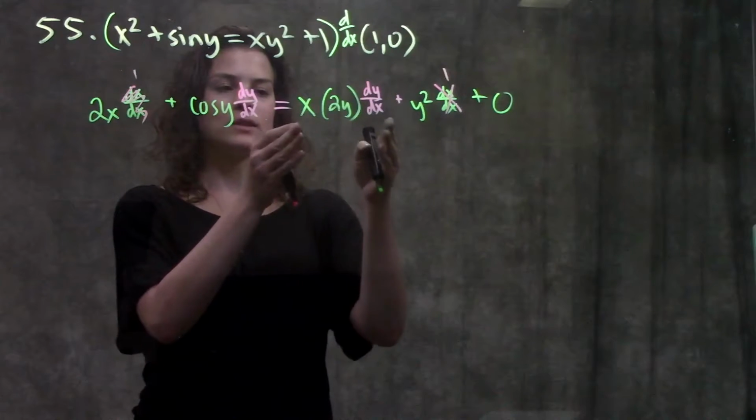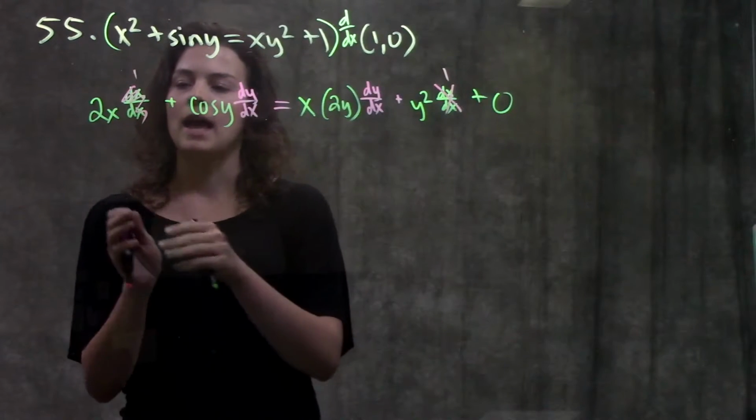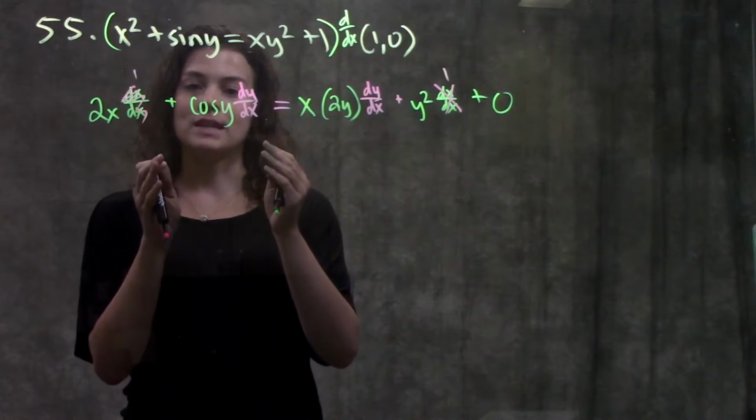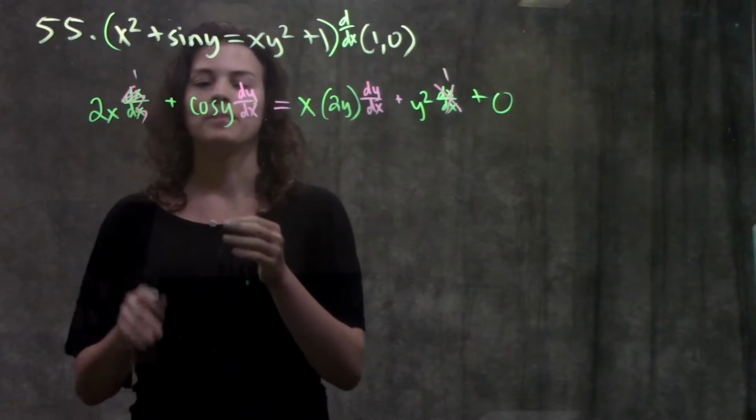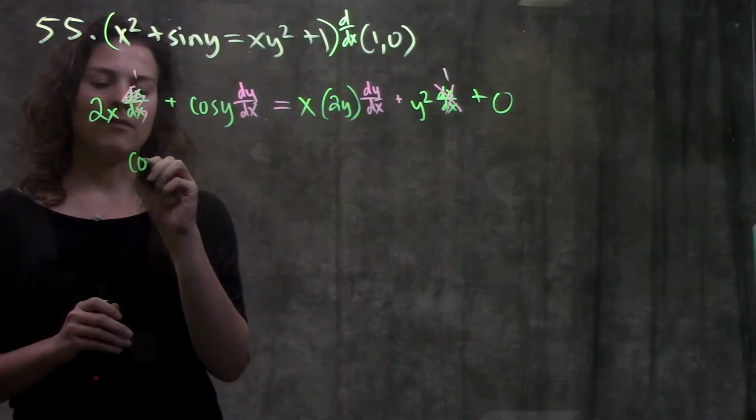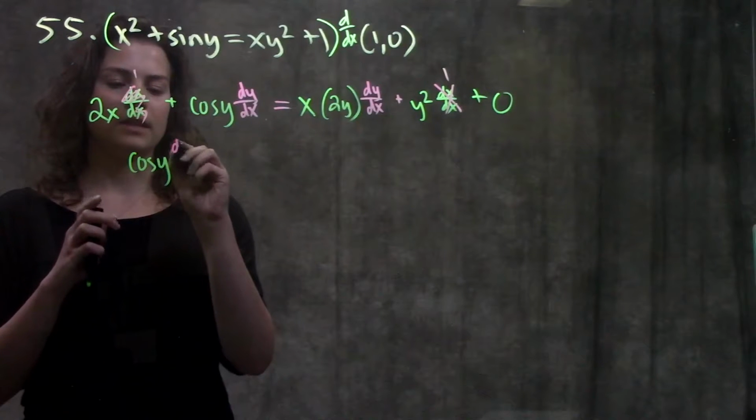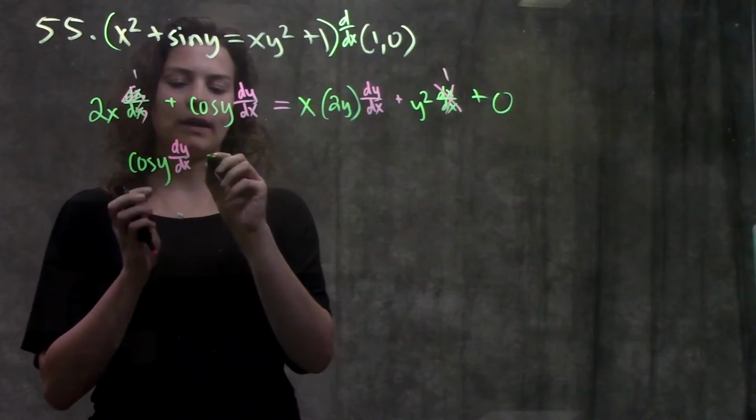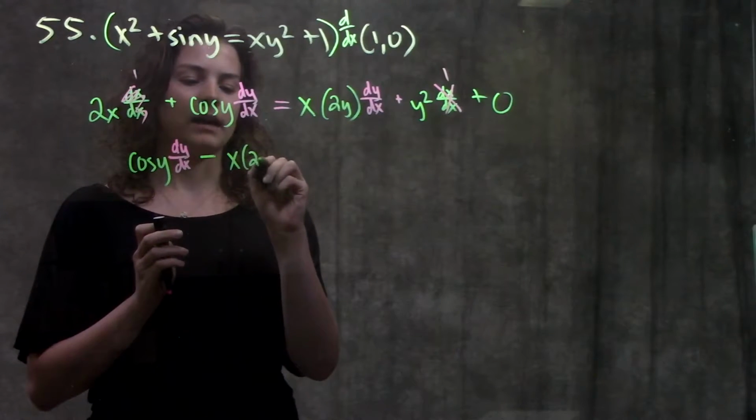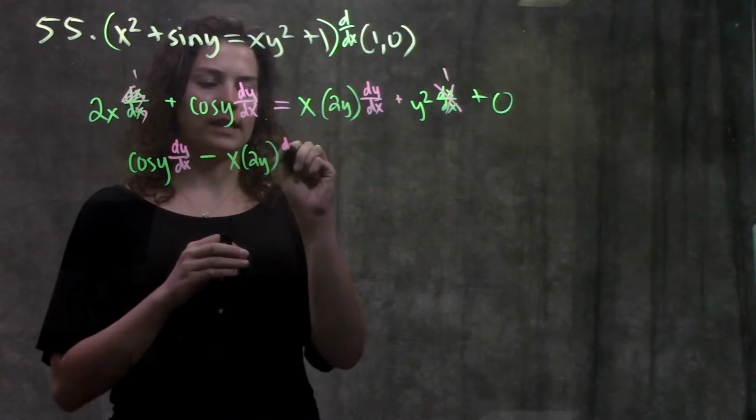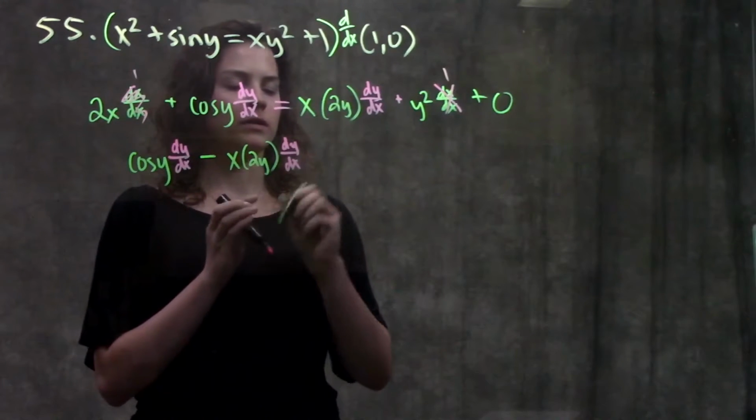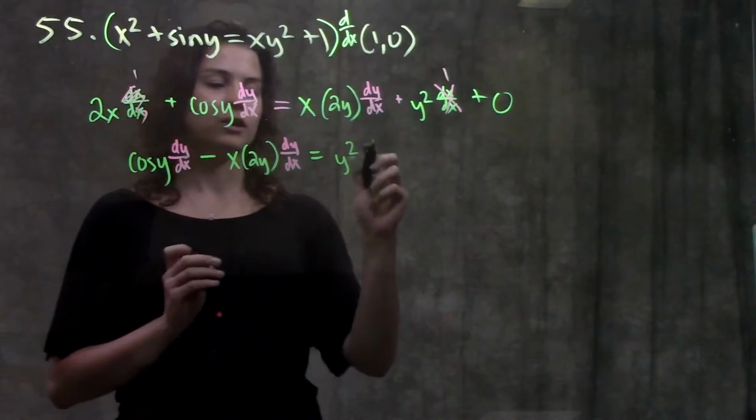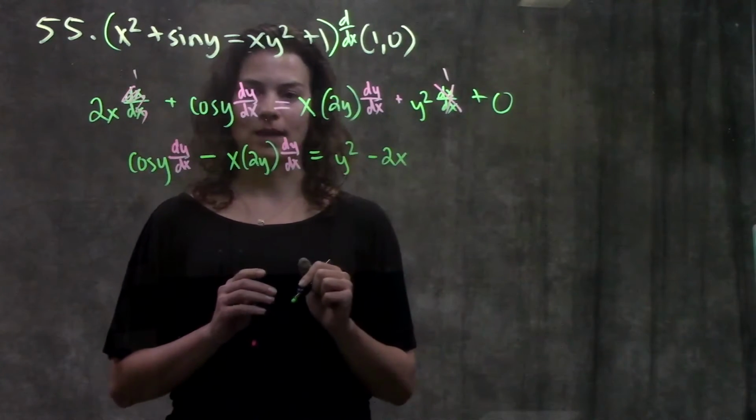So I'm going to subtract this whole quantity over to the left side, and I'm going to subtract this 2x over to the right side, so that I have all my dy over dx terms on one side of the function. So on this left side here, I have cosine y times dy over dx. And remember, I subtracted this part over. So now I have minus x times 2y dy over dx equals, on the right side, I still have this y squared term. And I subtracted this 2x over. So I have y squared minus 2x.